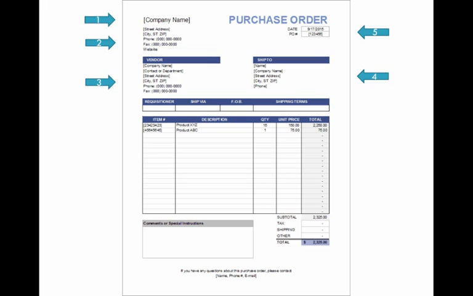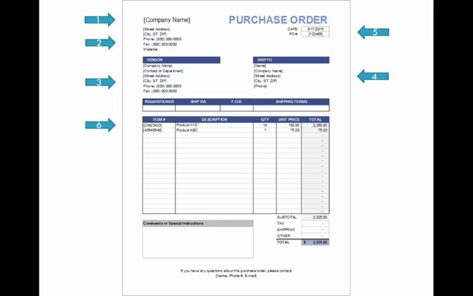Next, you have the date of issue of the PO and the PO number. Now these two fields, guys, are really important because this uniquely identifies the purchase order. No two purchase orders are going to have the same PO number. So a different PO number is mandatorily required for every purchase order.